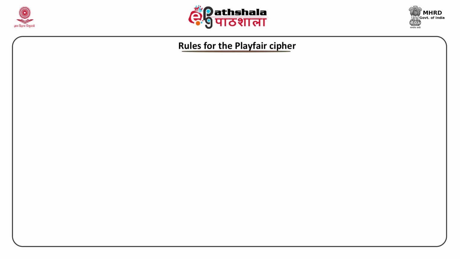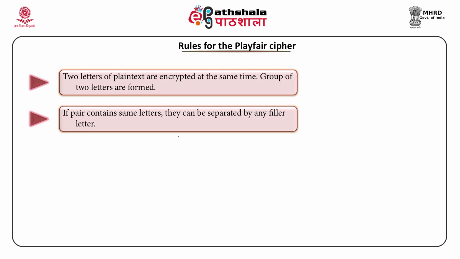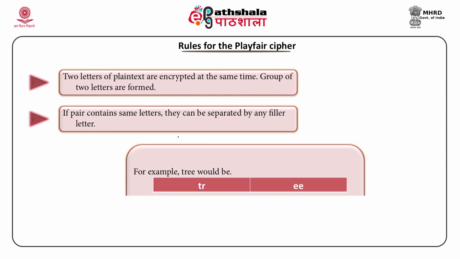How would you encrypt the plain text? Two letters of the plain text are encrypted at the same time, so we have to form groups of 2 letters. Once again there is a trick. If I consider tree, how is tree spelled? T-R-E-E. You have to form groups of 2 characters. So my first group would contain T-R and the next group would contain E and E. Here you have to be cautious: the same characters cannot be grouped together. So 2 E's, 2 R's cannot be grouped together. What you have to do is fill in a character between the same characters.